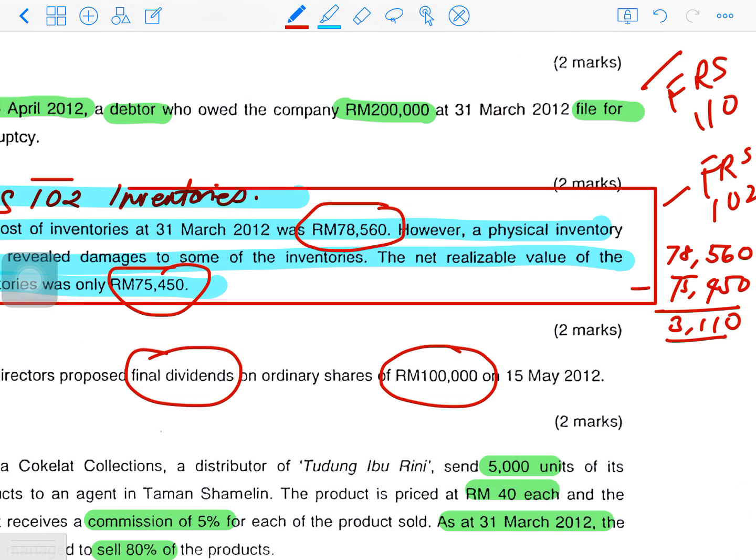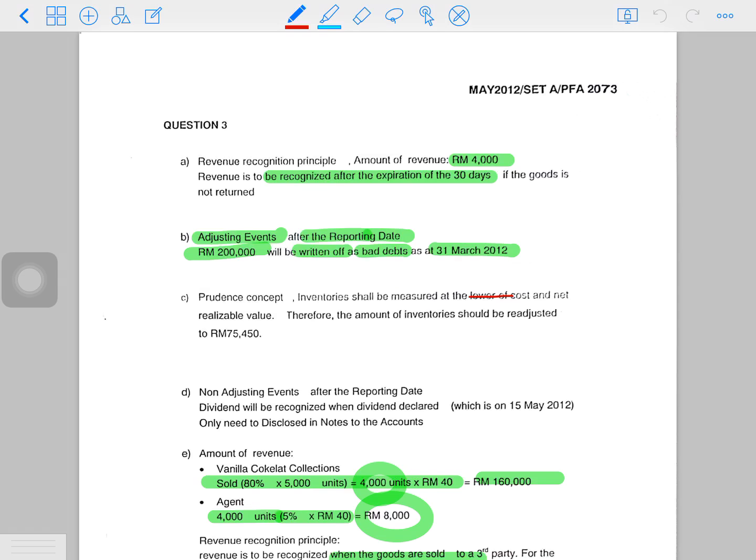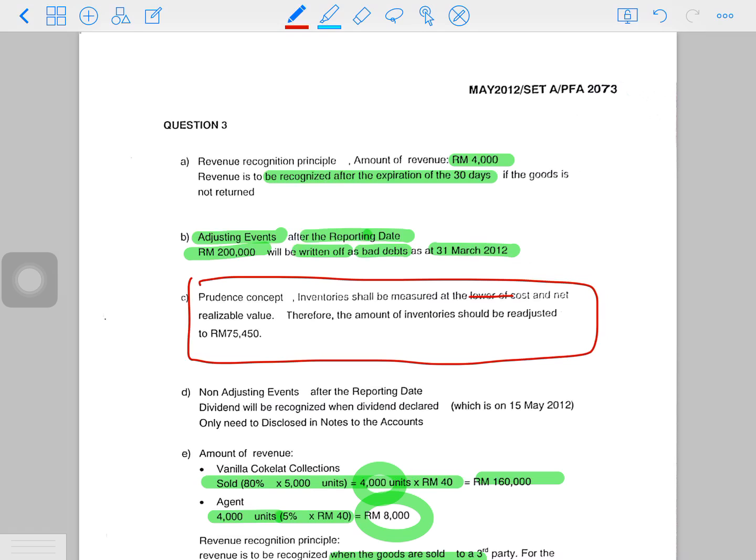3,110. Okay. So this 3,110, what do you have to debit? Debit cost of sales and credit inventories, 3,110. If you look at the answer: inventory shall be measured at the lower of cost or net realizable value. Therefore, the amount of inventory should be readjusted to 75450. It means you pass the journal entries: debit cost of sales, credit inventories by 3,110, so that it will be valued at 75450.